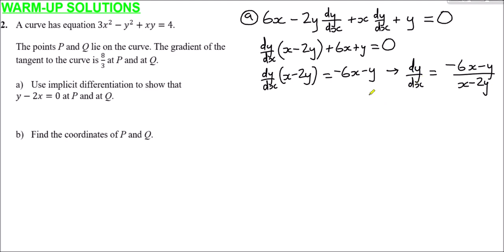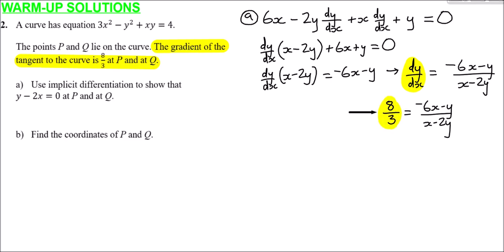But what it tells us here is the gradient of a tangent to the curve is 8/3 at the points we're interested in, P and Q. So I can set dy by dx to be equal to 8/3 and then get an expression for y in terms of x and hopefully arrive at this result. So the next step, I'm just going to say dy by dx is 8/3 at the points we're interested in. So 8/3 must equal minus 6x minus y all over x minus 2y.